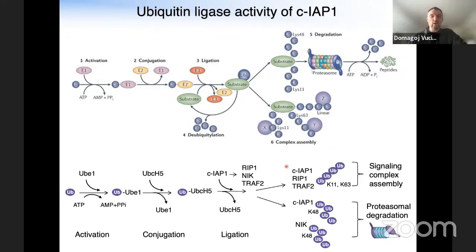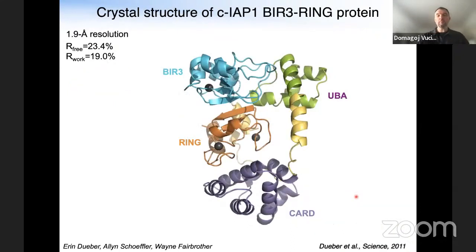Okay, and so in this case, we know that CIP1 plays a role here and can ubiquitinate multiple substrates such as RIP1, NIK, and TRAF2. And for some of them, like NIK, it's really degradative, causes proteasomal degradation and causes non-canonical NF-kappa-B activation. However, in the case of RIP1 and TRAF2 or itself, it participates in canonical NF-kappa-B activation and signaling complex assembly. Okay. But what is going on when an IAP antagonist hits the compound, the CIP1?